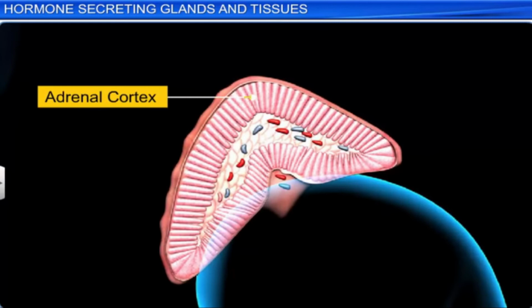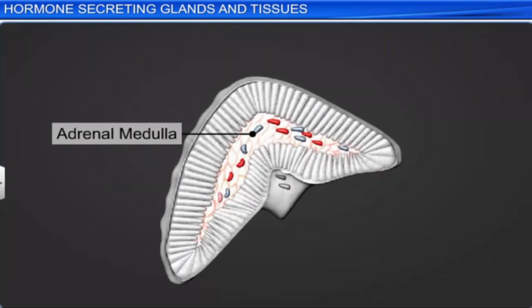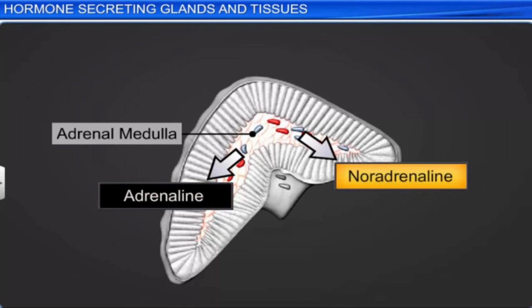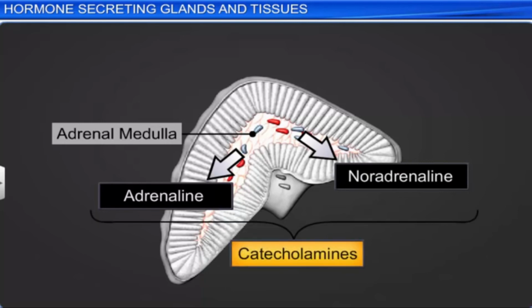Like the adrenal cortex, the adrenal medulla, which forms the central part of the gland, also secretes hormones. Adrenaline or epinephrine and noradrenaline or norepinephrine are the two main hormones secreted by the adrenal medulla. These hormones are amine hormones and are derivatives of catechol and are collectively called catecholamines.